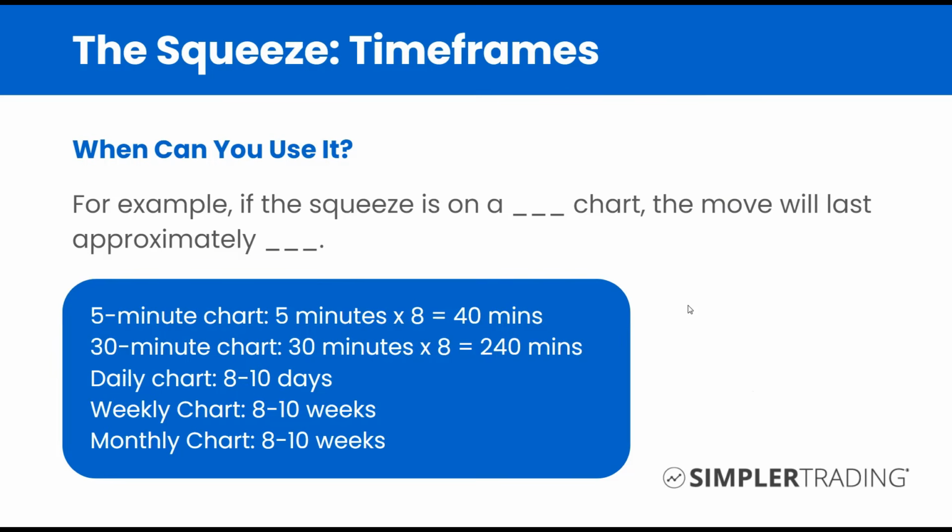So if you have, say, a 5-minute chart, the move might last for about 40 minutes. If you have a 30-minute chart, or a 30-minute squeeze and the squeeze fires, it's typically going to last for about 6 to 8 30-minute bars, right, or 240 minutes. A daily squeeze you would look for 8 to 10 days, a weekly chart 8 to 10 weeks, and then a monthly chart you'd be looking for 8 to 10 months.